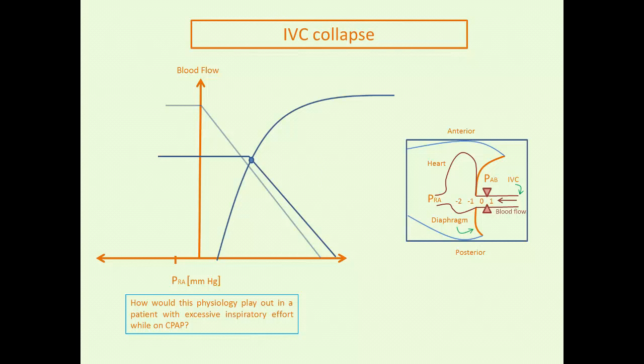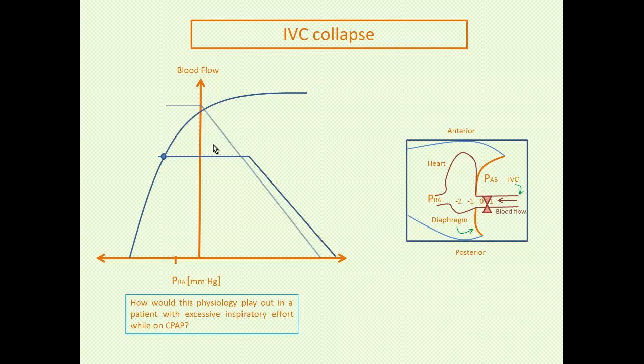Okay, so this is the patient who's got heart failure and they're on CPAP, and then you interrogate their IVC. Well, they're breathing heavily and they've got a lower maximal venous return because of the application of PEEP. Well, what are you going to see? Well, you're actually going to see collapse here.